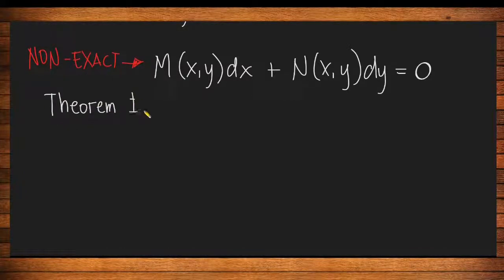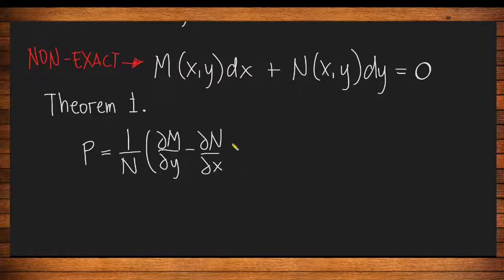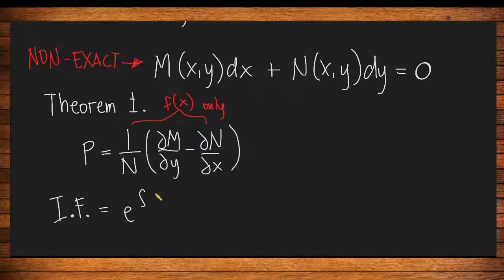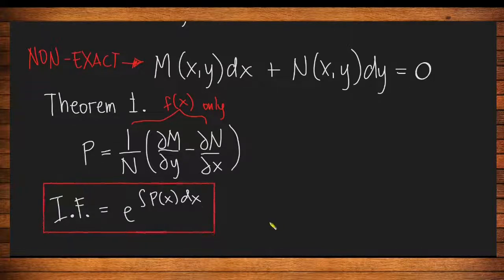So first theorem states that if P, which is equal to 1 over N times the partial derivative of M with respect to y minus the partial derivative of N with respect to x, is a function of x only, ibig sabihin itong right side na to, x lang yung variable na makikita natin, yung integrating factor natin will be equal to e raised to the integral of P of x dx. Again, this will be our integrating factor if our P is a function of x only.